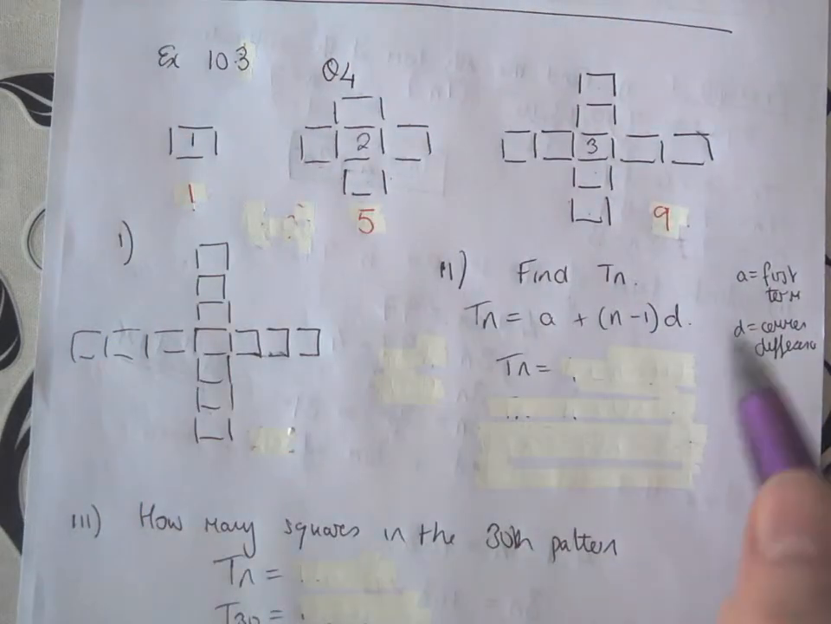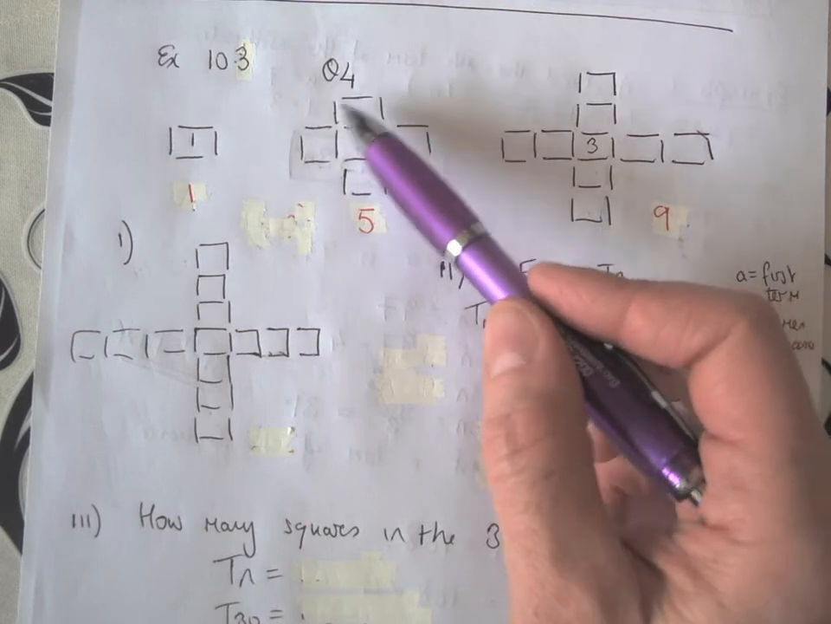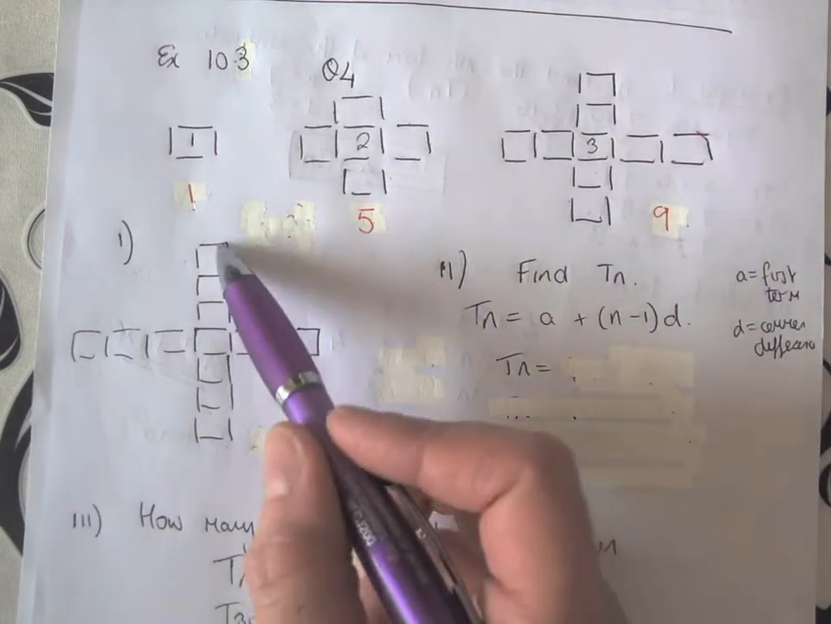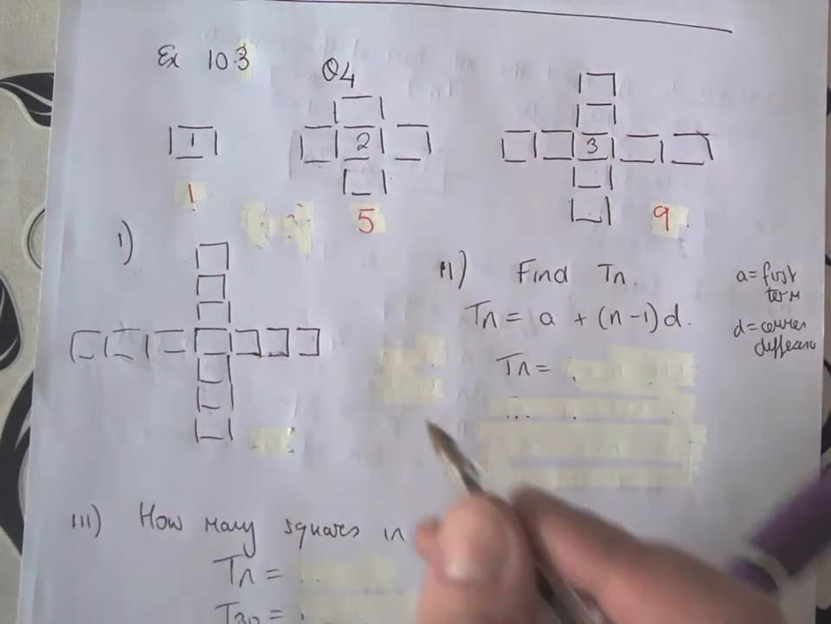And then the fourth pattern. This is my starting pattern, and I added on one around the edges, and then to go from here to here they added one around the edges, so you just added another one around the edges. So you're adding 1, 2, 3, 4 squares.